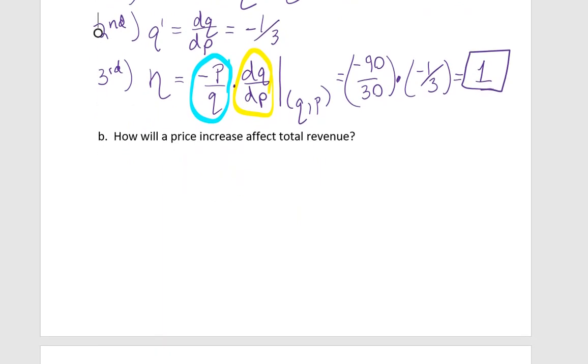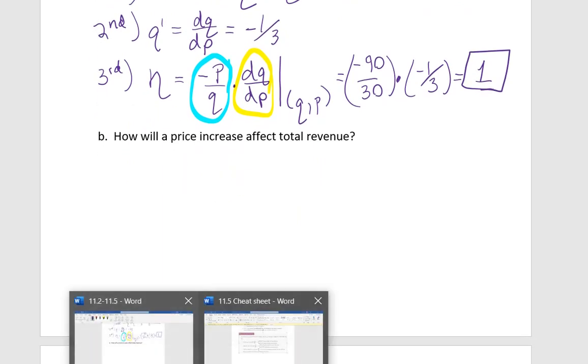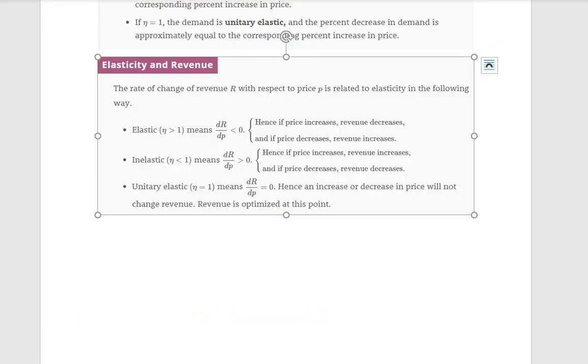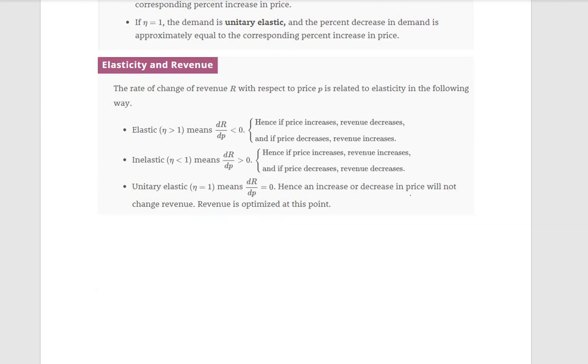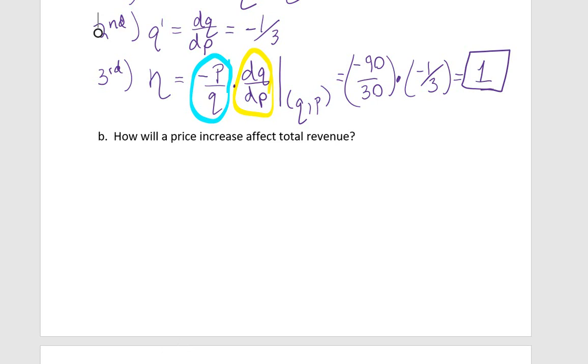So how will a price increase affect the total revenue? Well, let's hop back to our cheat sheet. Now in this case we have unitary elasticity because we got that eta equals 1. So what that means is if a price increase happens or a price decrease happens, it won't change the revenue. So how will a price increase affect the total net revenue? It will have no effect.